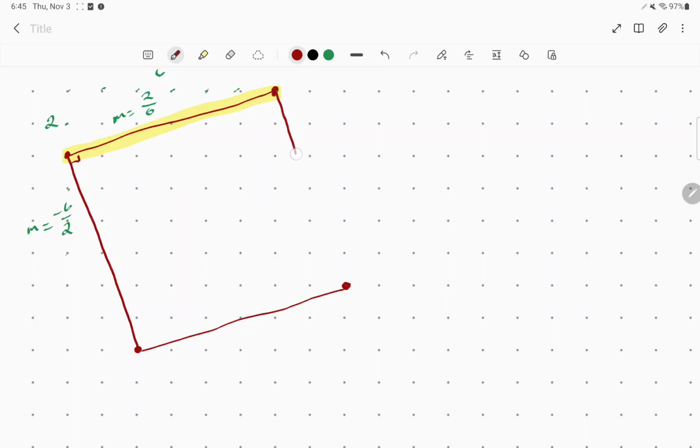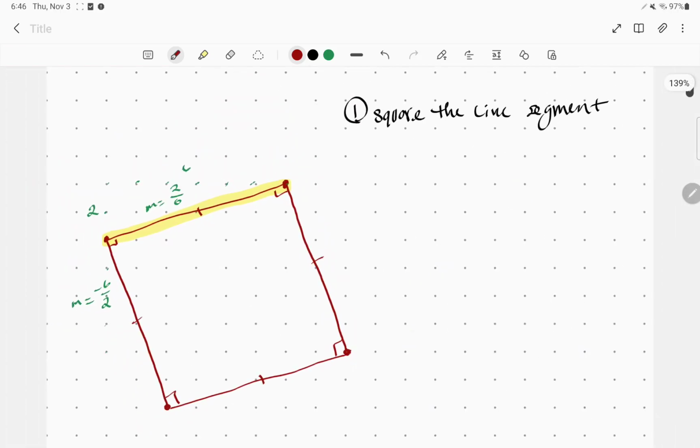So I know that this line right here is also perpendicular to that one. So these 2 lines are perpendicular. These 2 lines are perpendicular. And they are all the same length. That side, that side, that side, and that side are all the same length. So that is how step number 1 works: you're going to square that line segment.